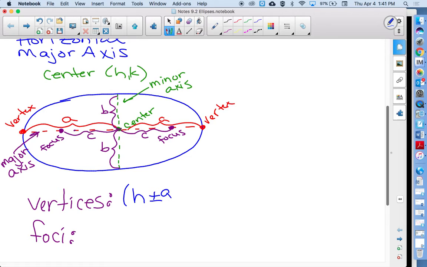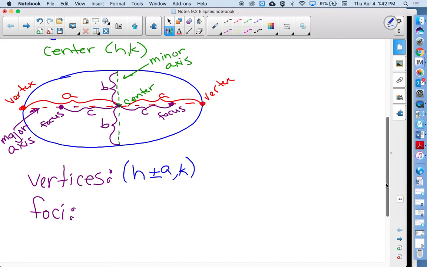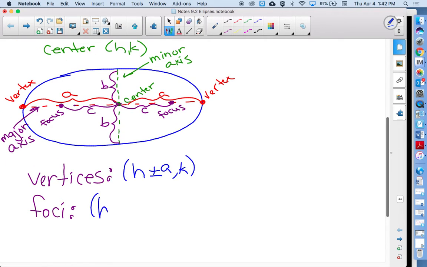So I'm starting at the center at my H value. If I add A, I get to the right point. If I subtract A, I get to the left point. The K isn't changing because everything that's changing is horizontal. So then the foci are just adding C. And then again, the K isn't changing. So if it's a horizontal graph, my points should all be moving horizontally. Questions?